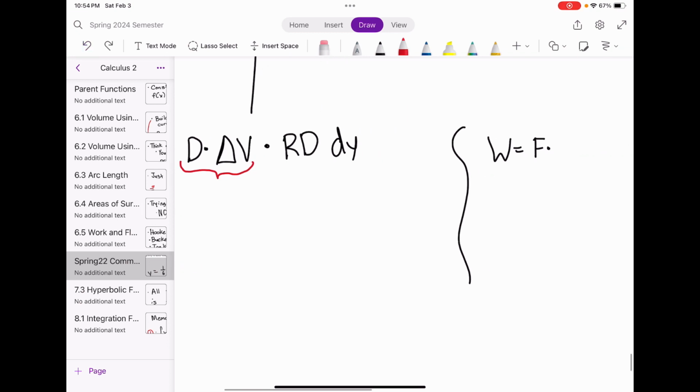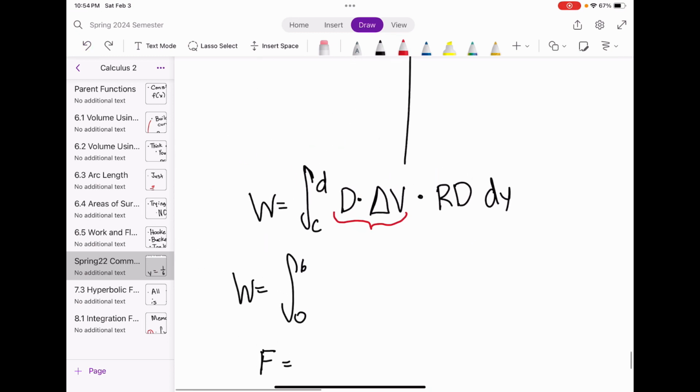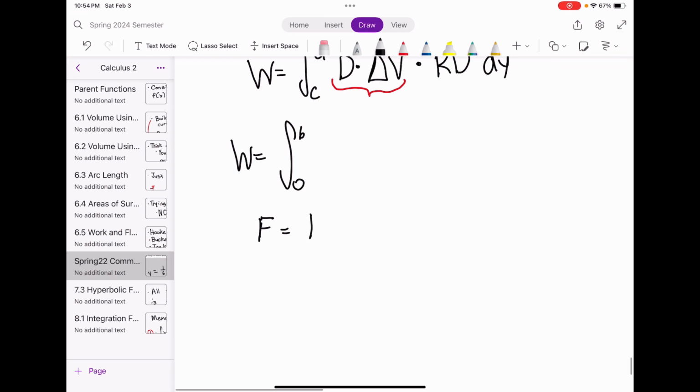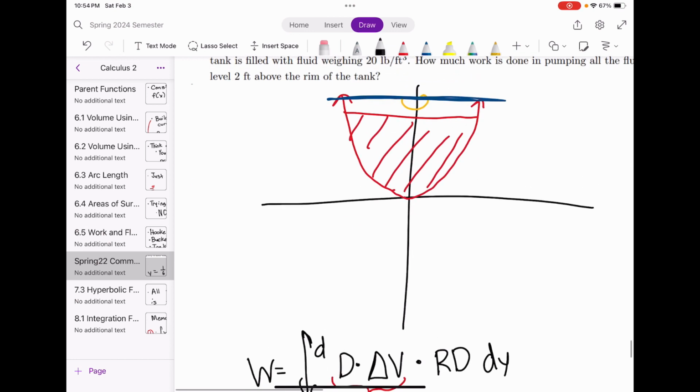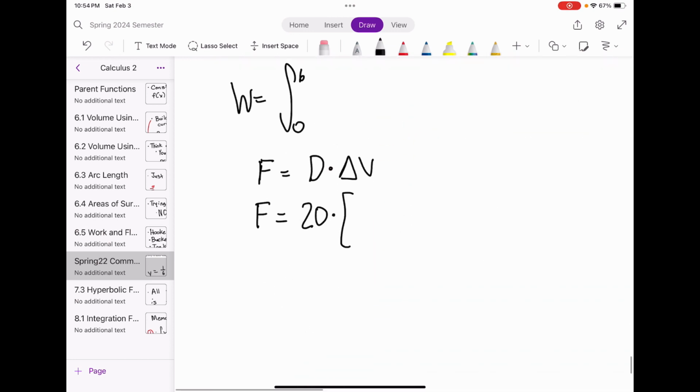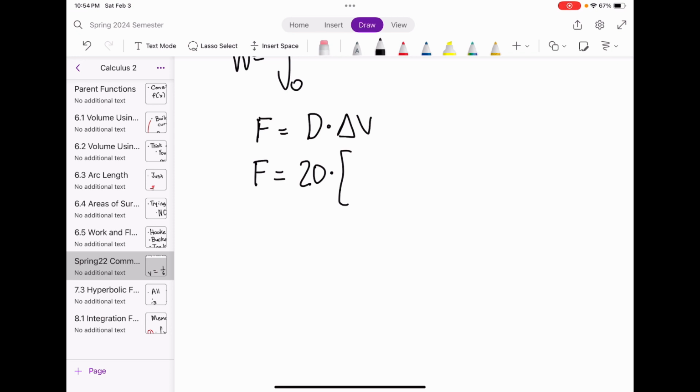You don't need to know that, but I guess it's a little tidbit if you want to connect everything. So F is going to be equal to D delta times delta V. D is pretty straightforward. They give that to you. In this case, it is 20 pounds per cubic foot, multiplied by, and this is where the harder part is going to come in. So we need to know that delta V is going to be the volume of a cylinder. So that's pi r squared h.